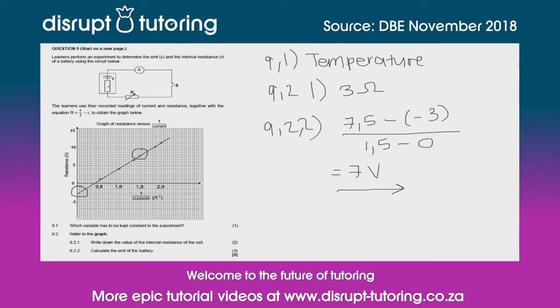Great, you could also use the formula given, and it should give you the same answer if you plug 7.5 into the R term and 1.5 into the 1 over current term. And obviously -3 into the internal resistance. So that's it for this question.